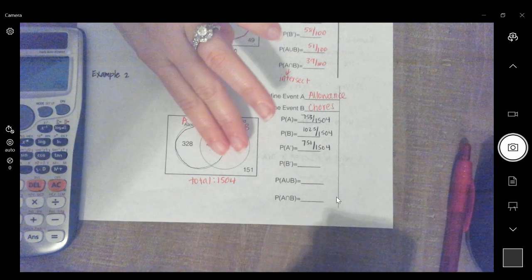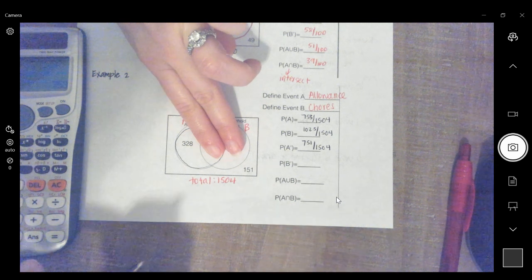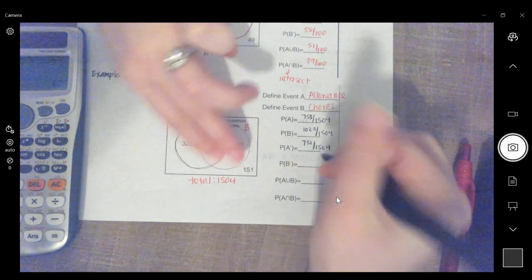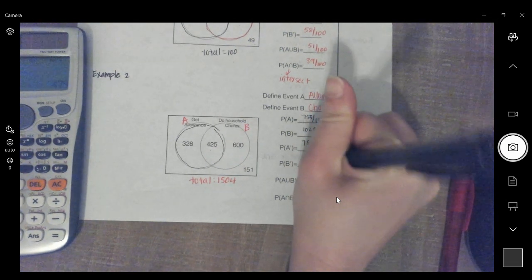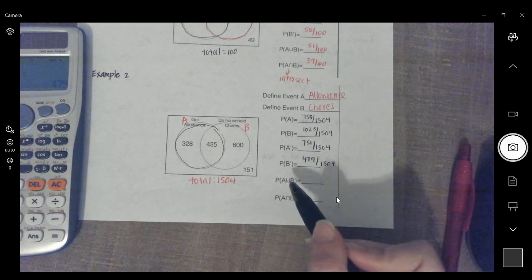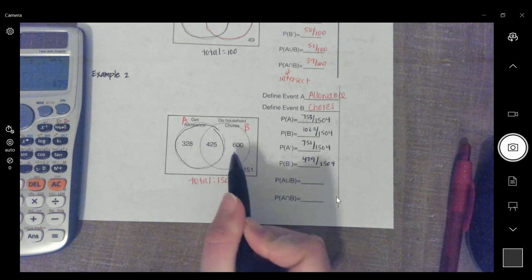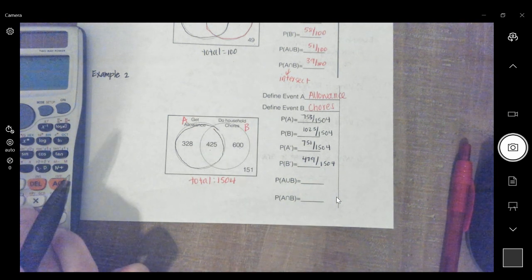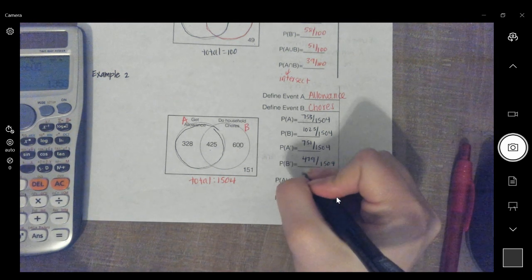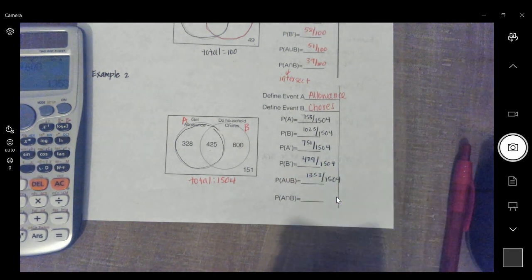Okay, probability of not B with the apostrophe. I know they're little, but you got to be careful. So cover up B. We're doing 328 plus 151, which is 479 out of my total. Okay, and then the U is the union. You put those together. Okay, everything inside of the circles. So 328 plus 425 plus 600. So 1,353 out of our total.